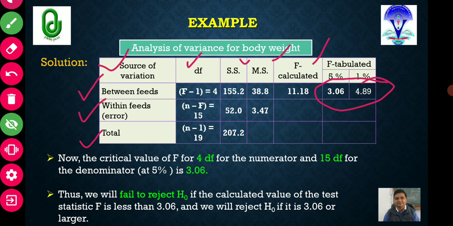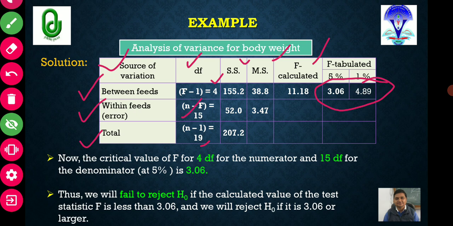Just see the degree of freedom between feed. Total feeds were 5, so 5 minus 1 is equal to 4. Then there were 20 observations in total, so 20 minus 1, 19. If you subtract 19 minus 4, that is total minus feed degree of freedom, you will get the error degree of freedom, that is 15.